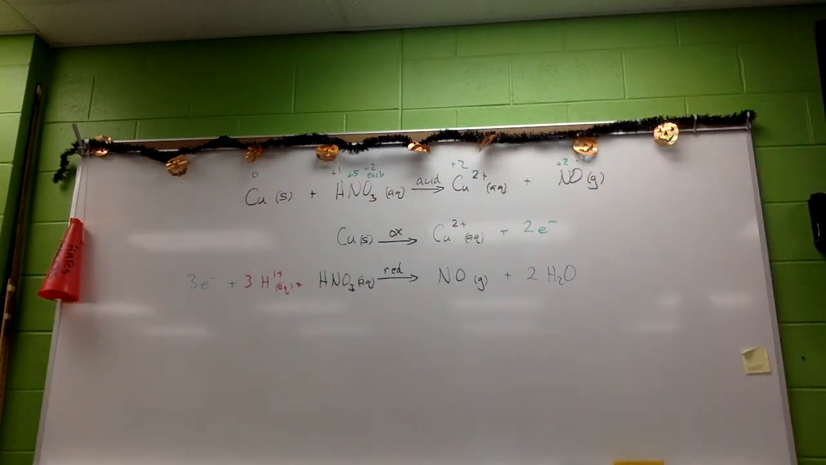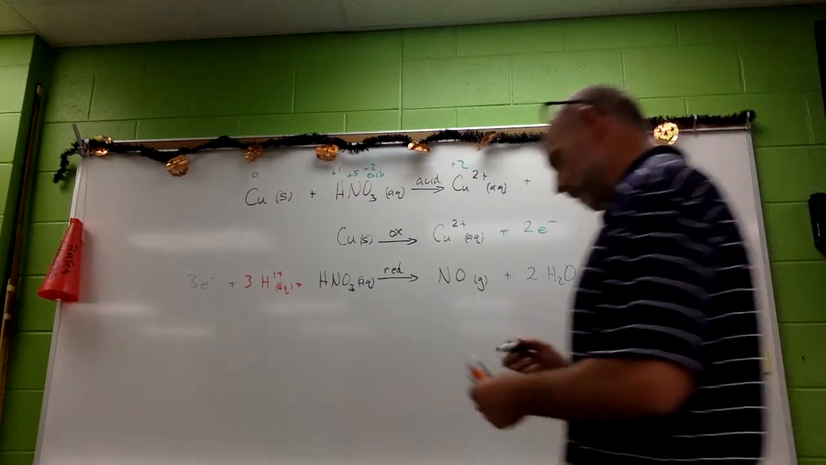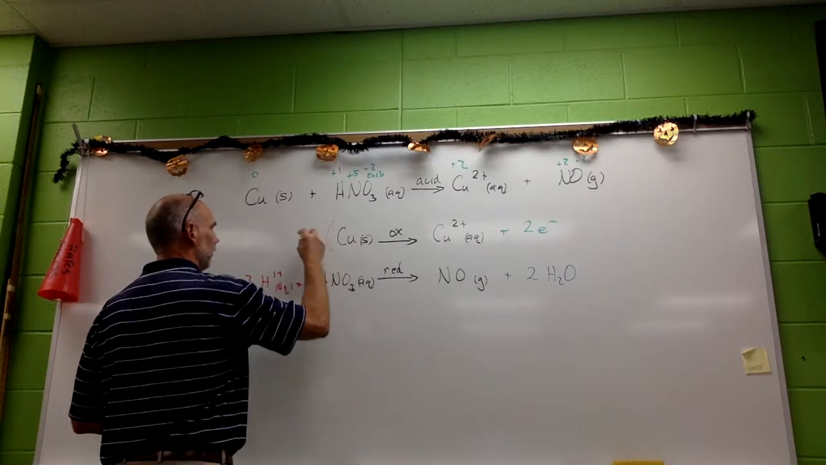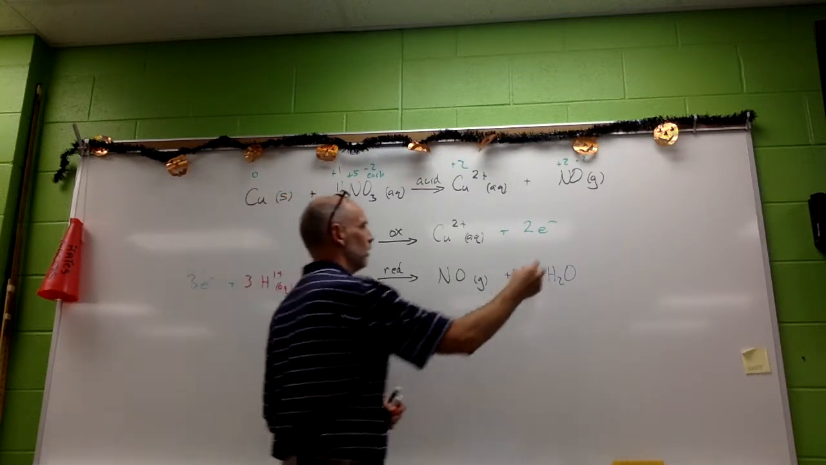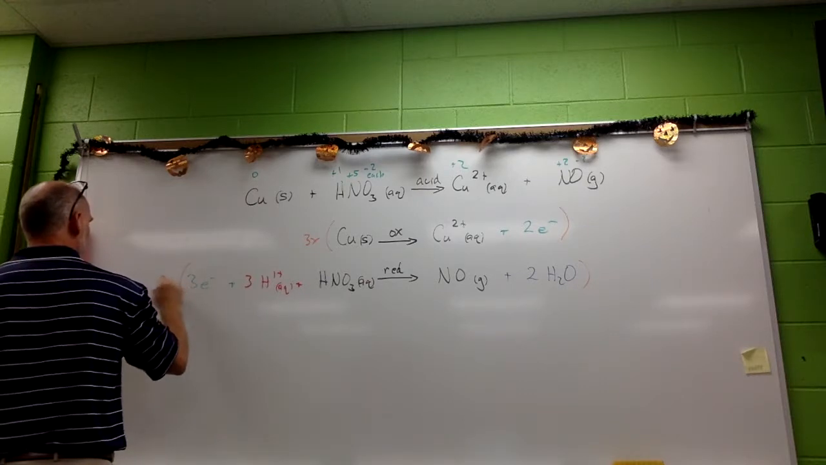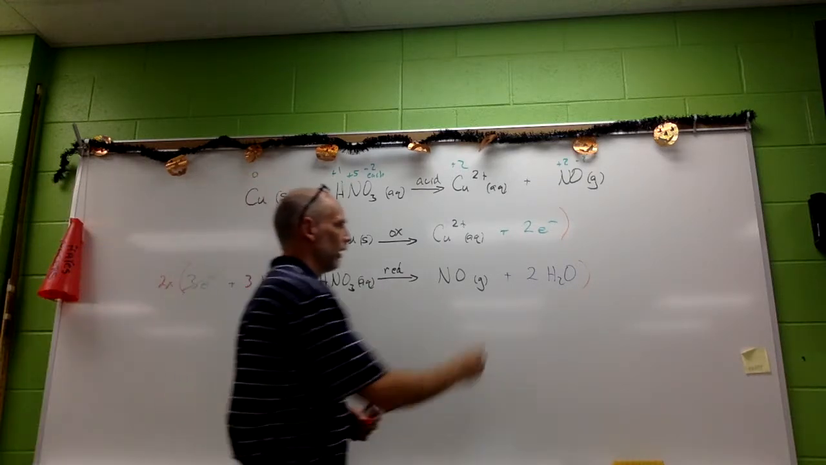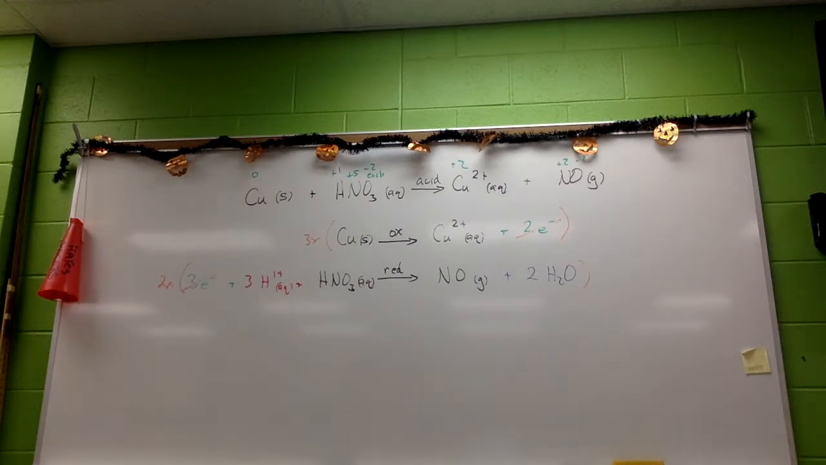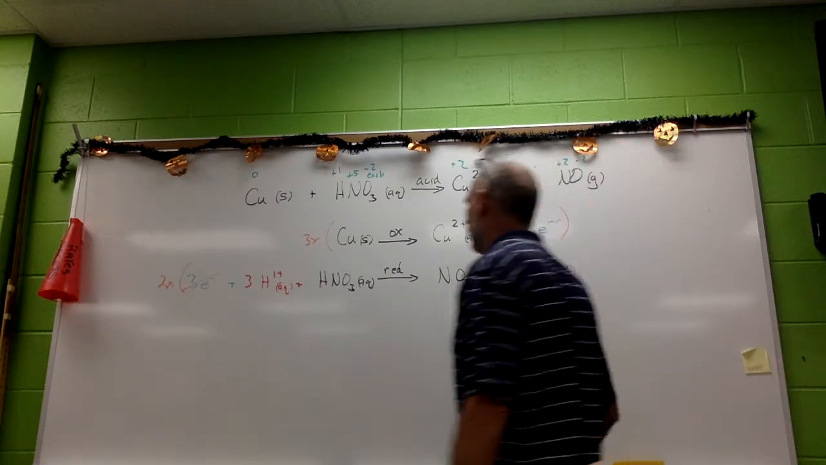Now what are we going to do? We have to equalize the electron transfer. We're going to multiply the top equation by 3 and the bottom equation by 2. That clearly eliminates our electrons. That was the whole point of that step. And now we just distribute through and add everything up.